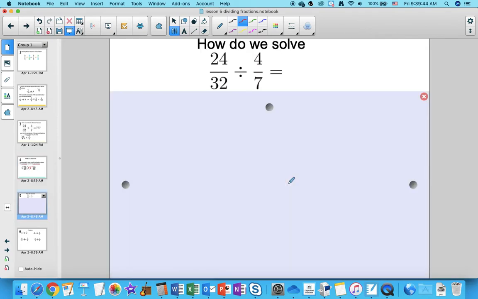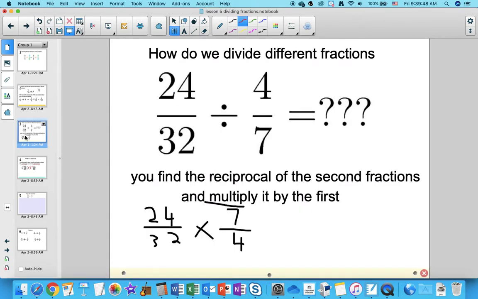So how do we solve 24 over 32 divided by 4 over 7? On the previous slide we saw we find the reciprocal and we multiply it by the first number. So this is our first number. We find the reciprocal of the second and multiply through.